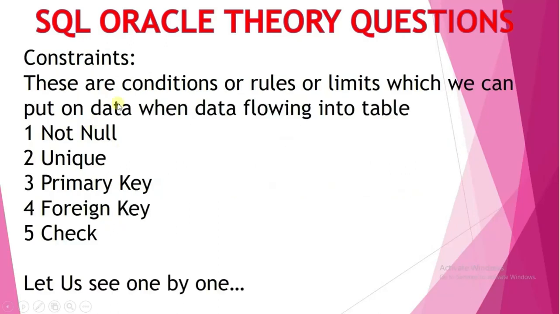Then coming to constraints. These are the conditions or rules, or you can say limits, which we can put on the data when data is flowing into the table. So not null, unique, primary key, foreign key and check. These 5 are constraints. Let us see them one by one.